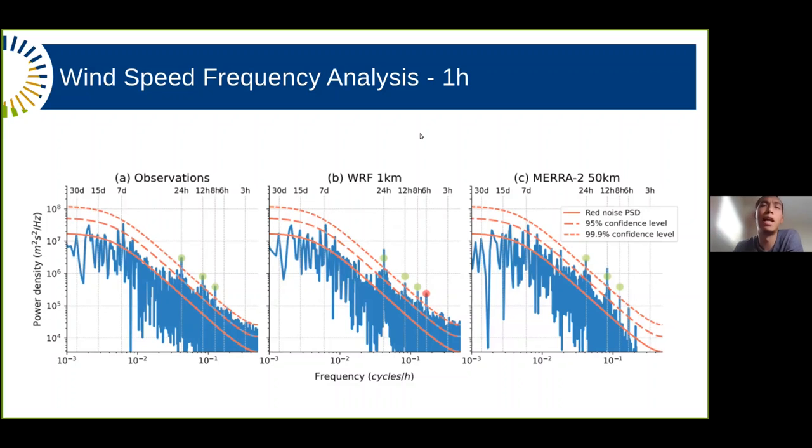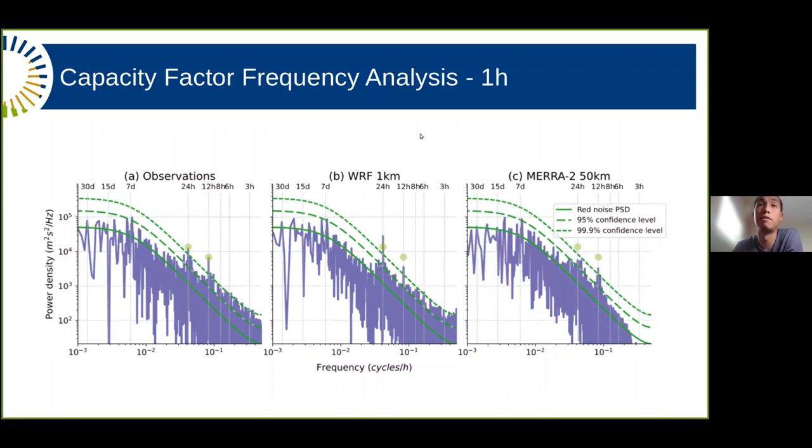We made this same analysis with the capacity factor time series, and we were also able to reproduce the two main periodicities at 24 hours and 12 hours with the WRF grids. However, with MERRA-2, we saw the same decrease of information, or variance, in the time series for the sub-daily scales, and daily scales also. So we start seeing what could be the effect of using one grid compared to another.